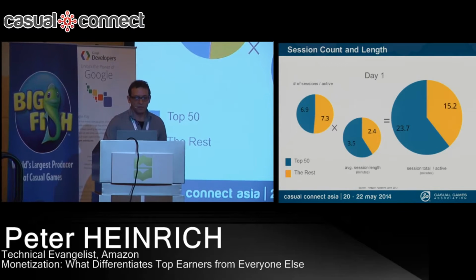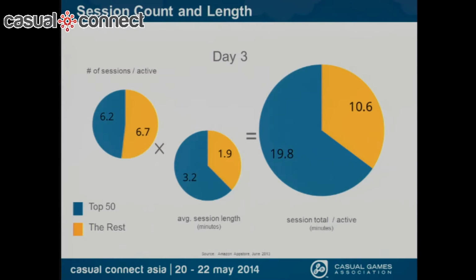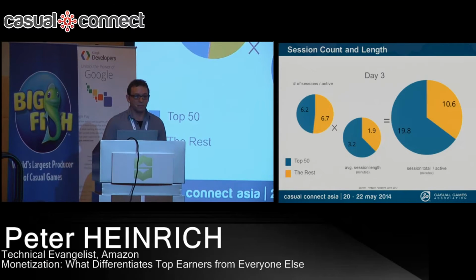1 day later, this is starting to increase. We're widening the gap just a little bit. After 3 days, you can see there's a slight decrease in total session time. So that's illustrating the fact that activity tends to decrease over time. But you can see that the average session length for the top 50 is starting to outstrip even more the rest of the games. You see the number of sessions still, for some reason, is favoring the rest. So clearly, the session length is more important, at least in our analysis, than the session count.